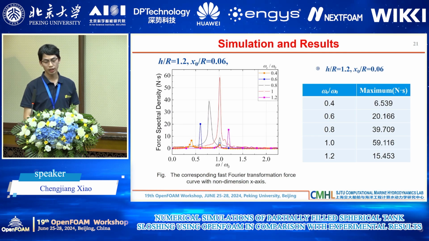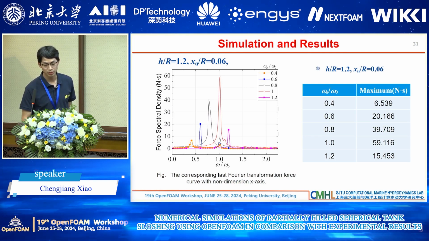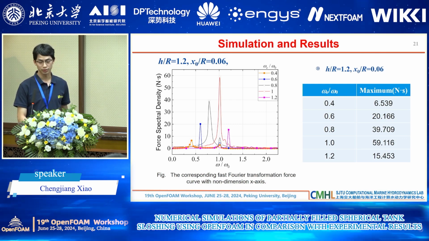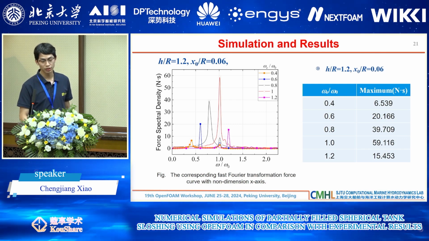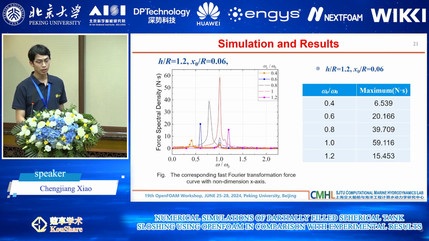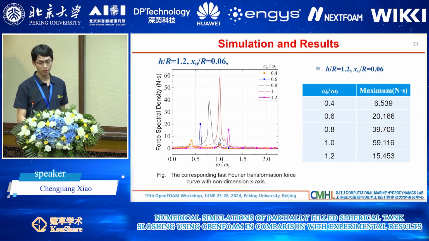At last, we carry out the fast Fourier transformation of the time history of sloshing force and obtain the above figure. The maximum value is listed on the right side, and it is shown that the maximum of force spectral density is nearly increasing linearly, with a drop at the highest excitation frequency condition.